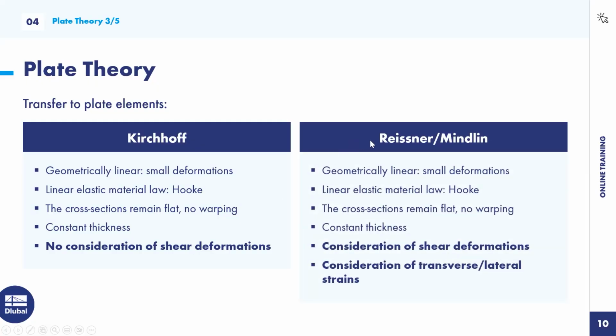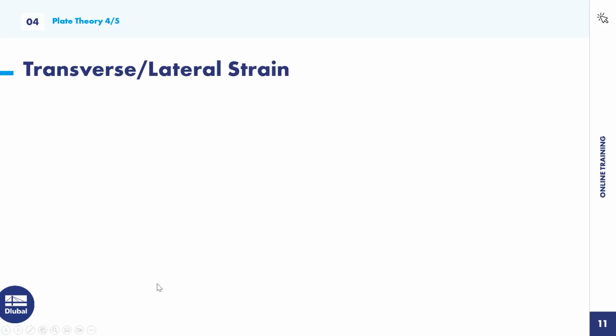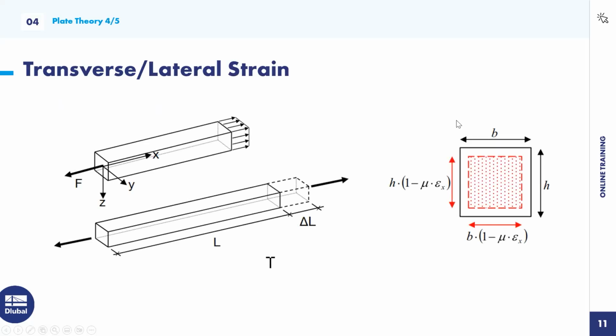Now let's compare the Reissner-Mindlin plate theory. The first four points stay the same. But now there's the difference. With the Reissner-Mindlin, we now have a consideration of these shear deformations. And we also have a consideration of the transverse and lateral strains. So let's look at the transverse and lateral strain.